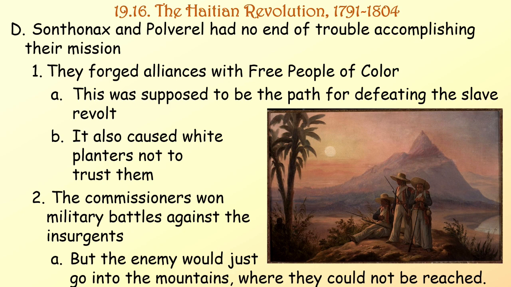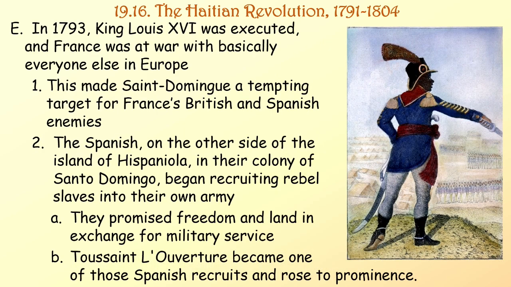They forged alliances with free people of color, and this was supposed to be the path for defeating the slave revolt, but it also caused white planters not to trust them. The commissioners won military battles against the insurgents, but then the enemy would just go into the mountains where they could not be reached. In 1793, King Louis XVI was executed, as we know, and France was at war with basically everyone else in Europe.